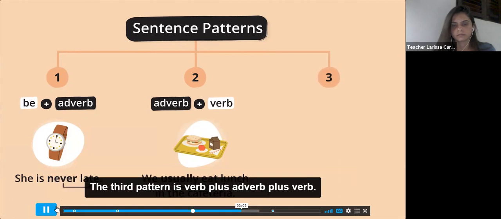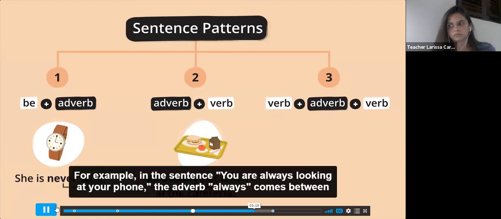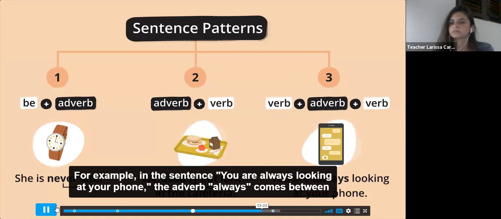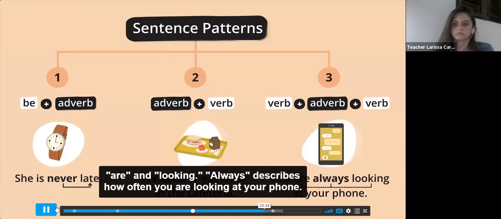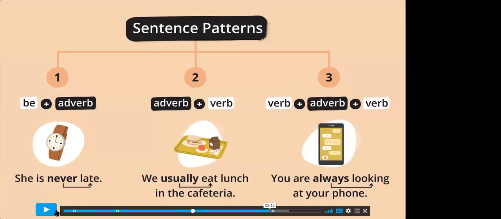The third pattern is verb plus adverb plus verb. When a verb has 2 or more parts, the frequency adverb usually follows the first part of the verb. For example, in the sentence, you are always looking at your phone, the adverb always comes between are and looking. Always describes how often you are looking at your phone. Okay, Cecilia, so please read this one. You are always looking at your phone.